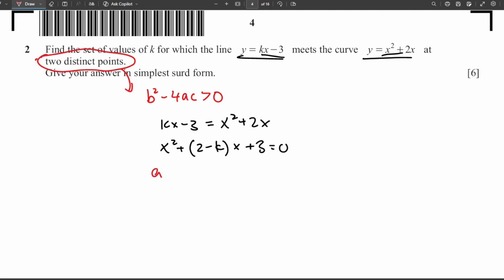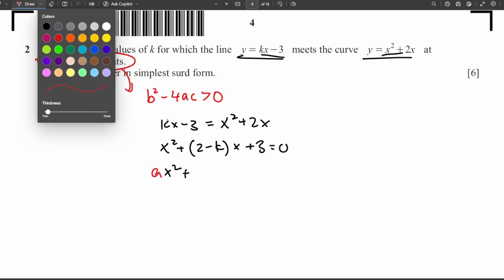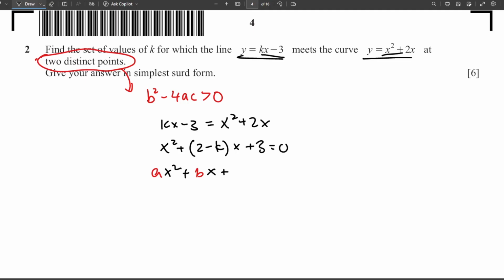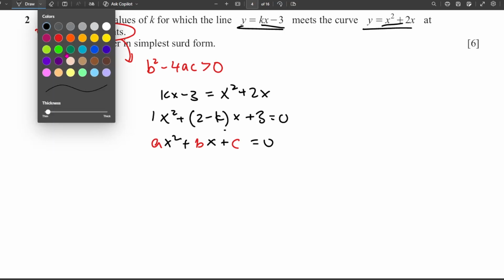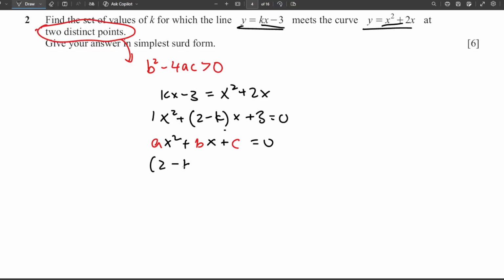Okay, usually we have it in this form, right? Ax squared plus bx plus c, then we equate it to 0. So in this case, a is just 1. For b, we take this whole value here, 2 minus k, and c is 3. So b squared, 2 minus k, the whole thing squared, minus 4, 1, and 3. So we want it greater than 0.